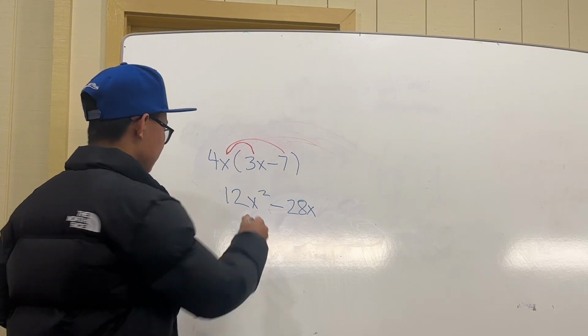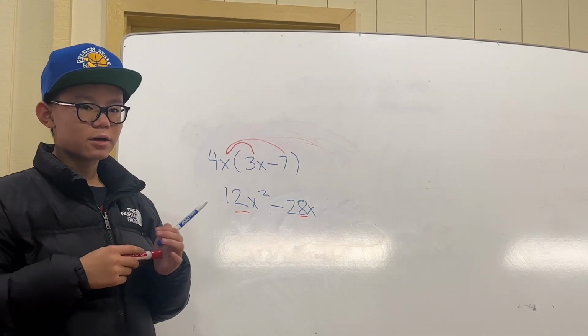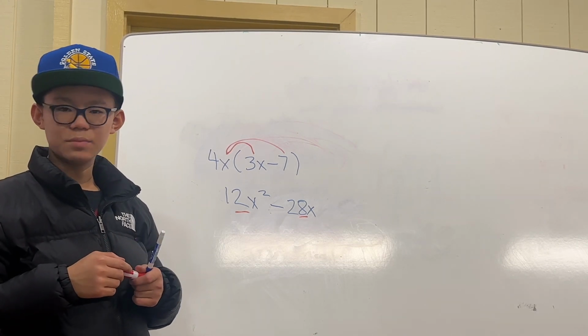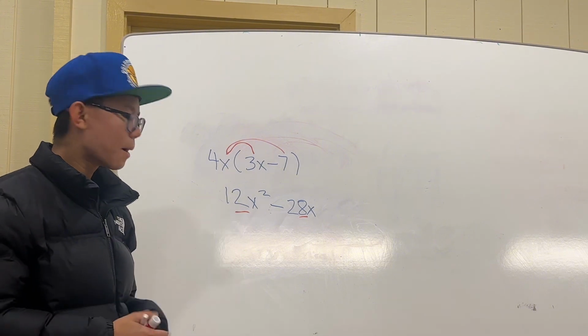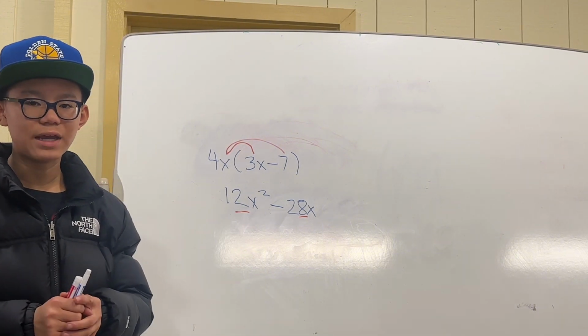And since there are two terms here, as I underlined, it is called a binomial, because bi means two terms. Therefore, it is called a binomial. Now let's move on, as I will show you another example.